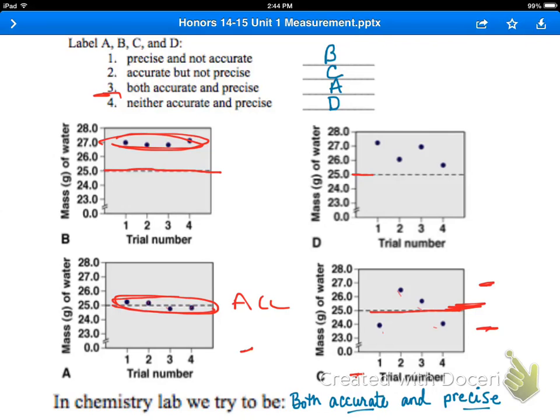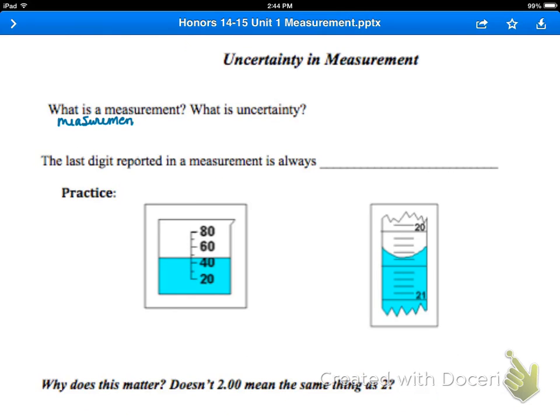If I look at D, here's the accepted value. I am not accurate, and I'm always off in the same direction. I'm always high versus the accepted value, and my results are not close to each other. Okay, so it's important to know that in the lab we want to be both accurate and precise.